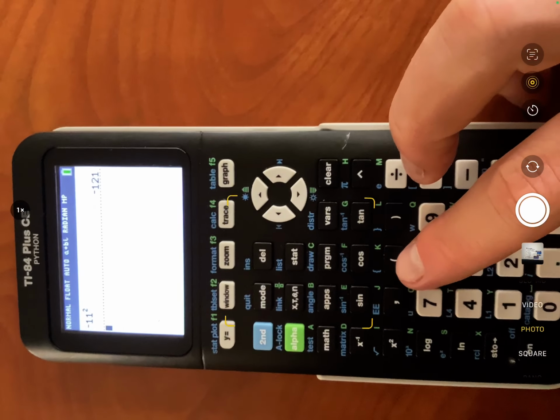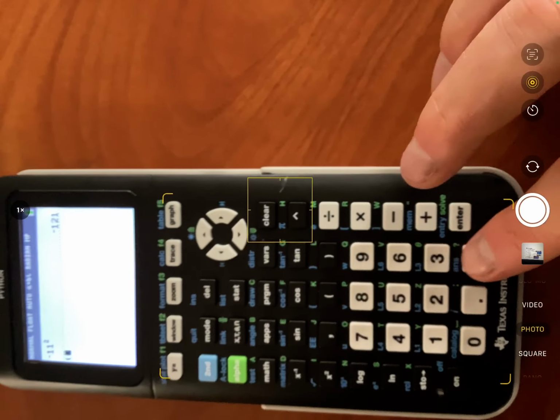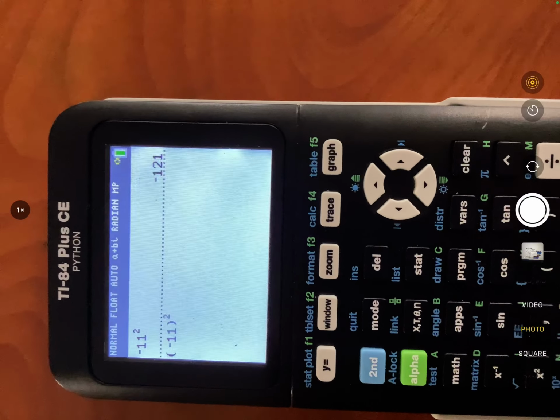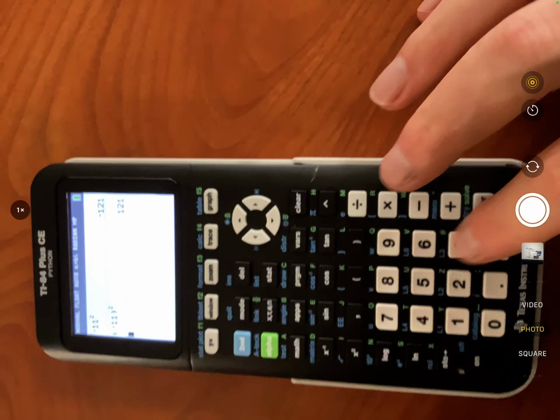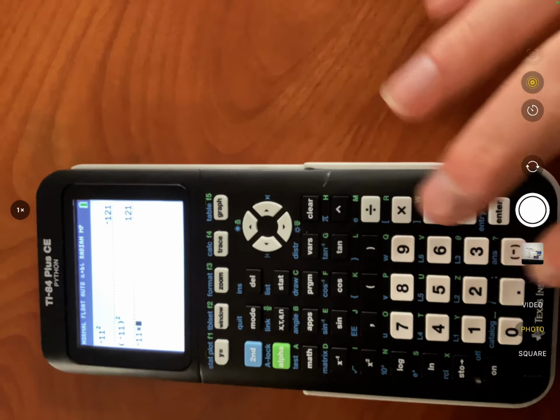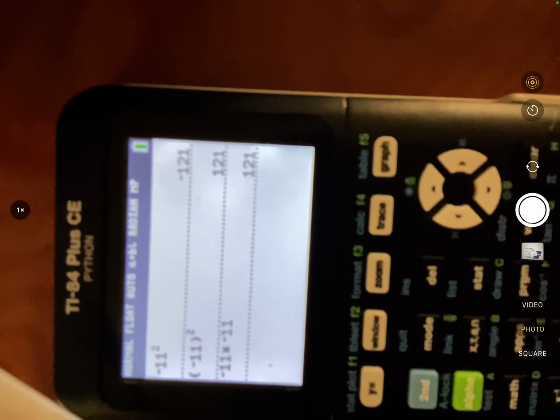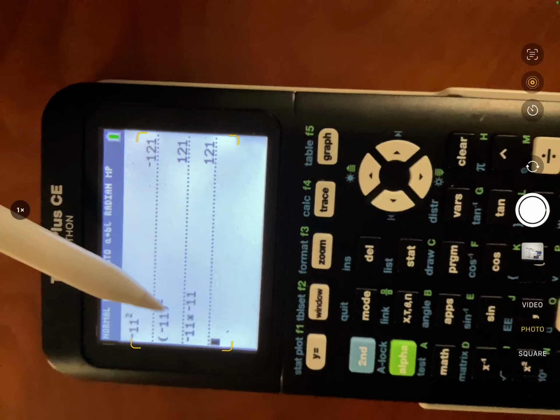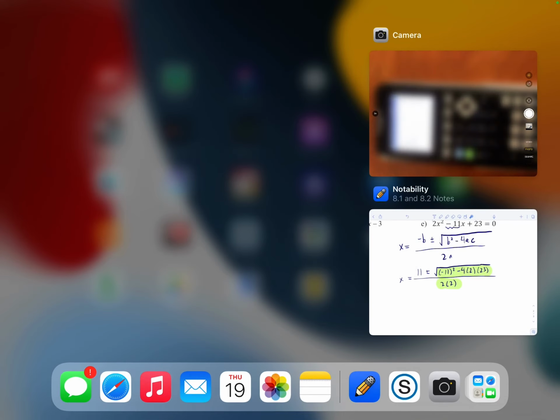You have to put it in parentheses. Left parenthesis, negative 11, right parenthesis, squared. Negative 11 squared is 121. That's the right answer because negative 11 times negative 11 is 121. So if you forget the parentheses like I did in this top example, you will get the wrong answer. You got to put parentheses in. So let's put everything in our calculator then.